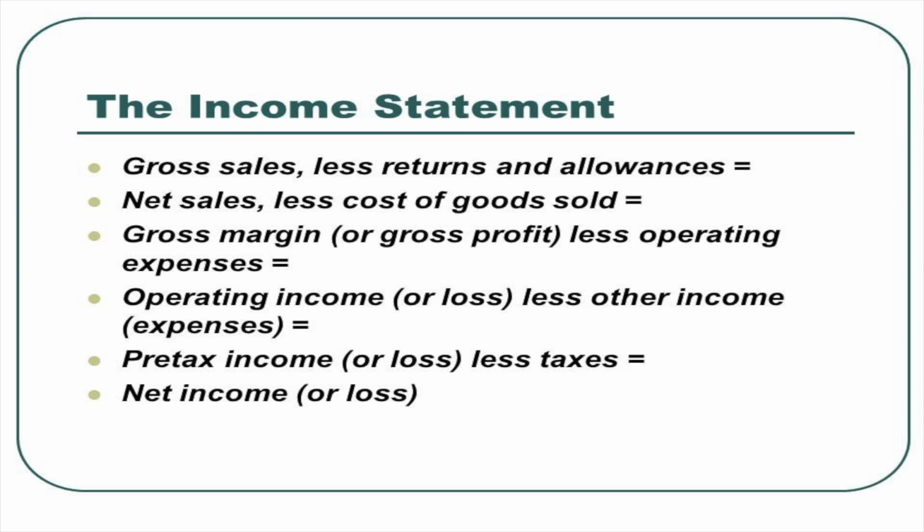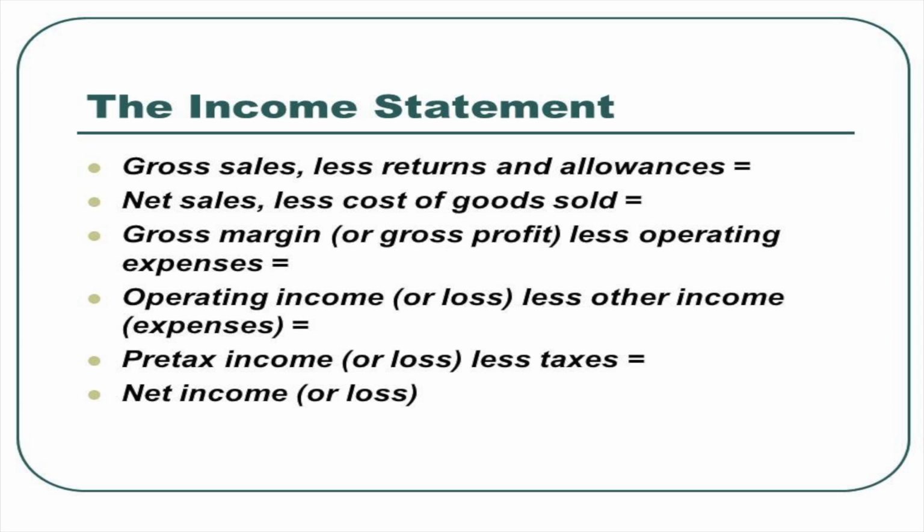Let's focus on the income statement. The income statement shows how a business is performing over a specific period of time. Some of the items that you'll find on an income statement include total sales, discounts and returns, cost of goods sold, gross margin, operating expenses, interest and taxes, and of course the bottom line.